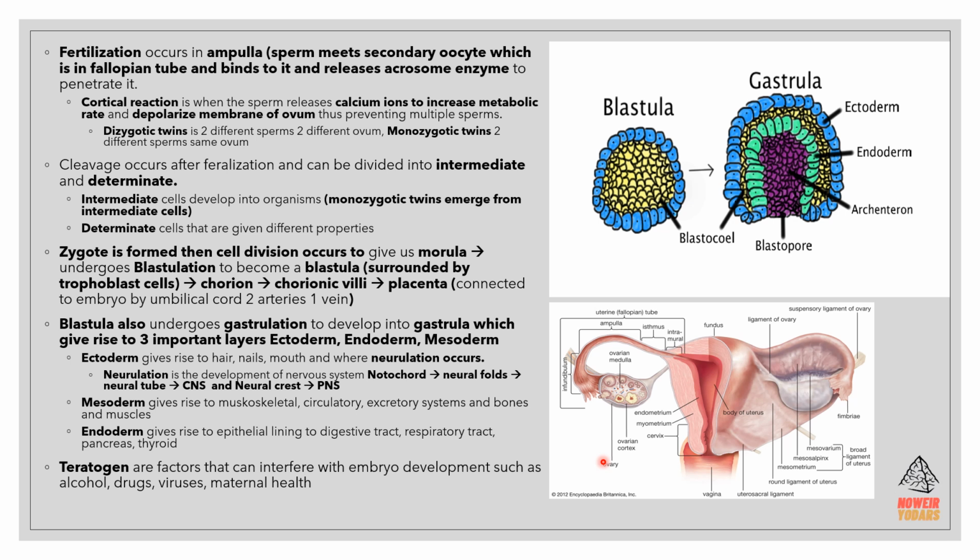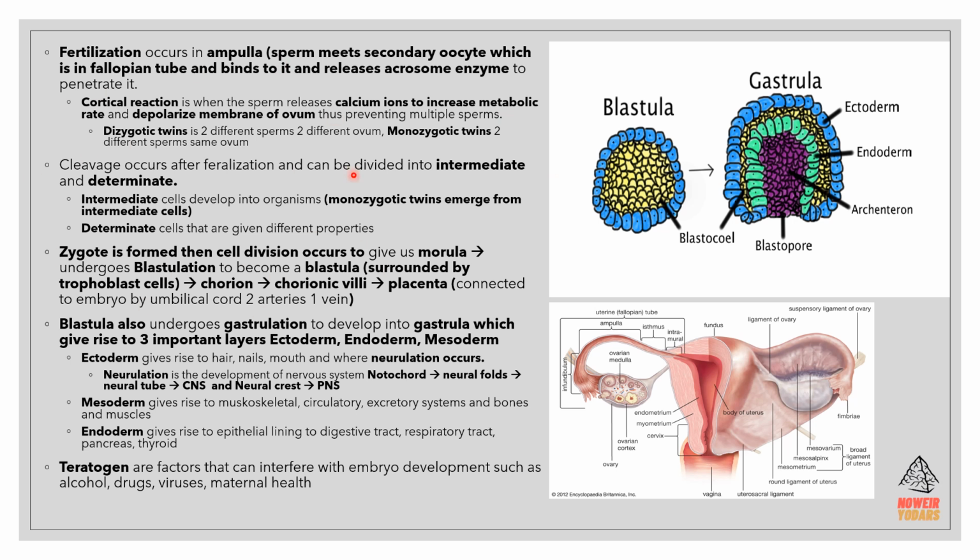So it can't just go in, alright? It has to release an enzyme once it binds to it. And this enzyme is called acrosome. Alright, so then a critical reaction occurs when the sperm releases calcium ions because it wants to increase the metabolic rate. It wants to go in and penetrate and fertilize the egg. Alright, but there's a problem. What if other sperms try to attack the egg? This is where it depolarizes the membrane of the ovum and prevents sperms from trying to fertilize.